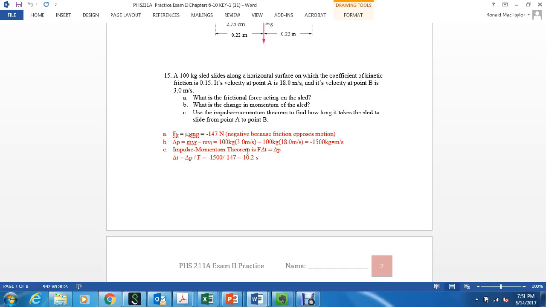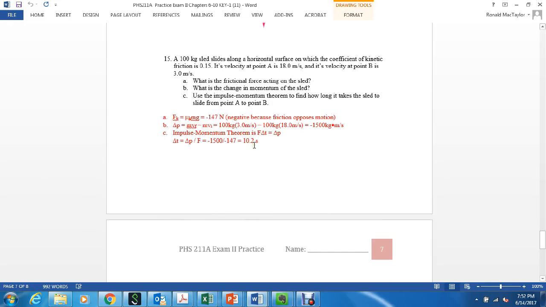Therefore, I have a way to figure out the time. The impulse momentum theorem states that force times time equals a change in momentum. So the change in time equals change in momentum divided by the force, and I get 10.2 seconds that it took to slow down.